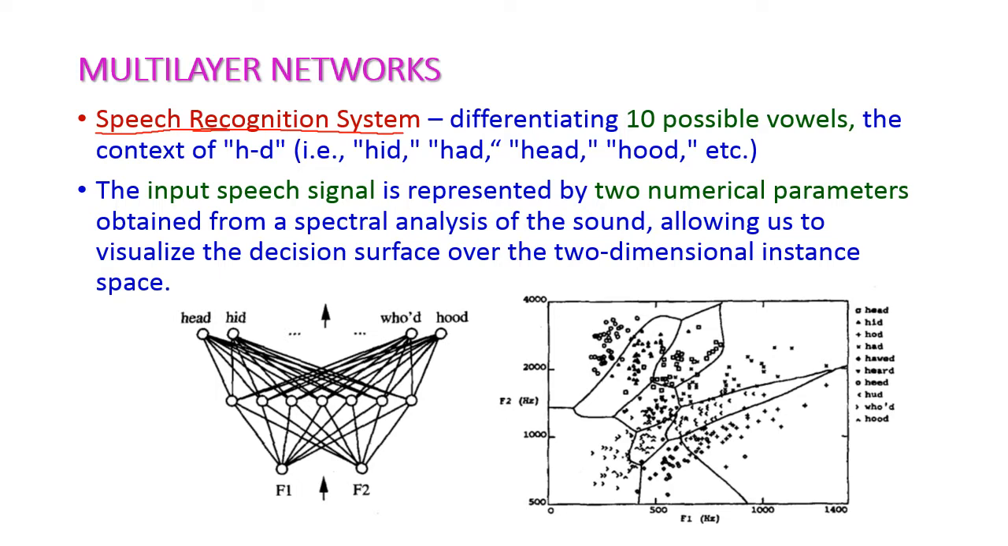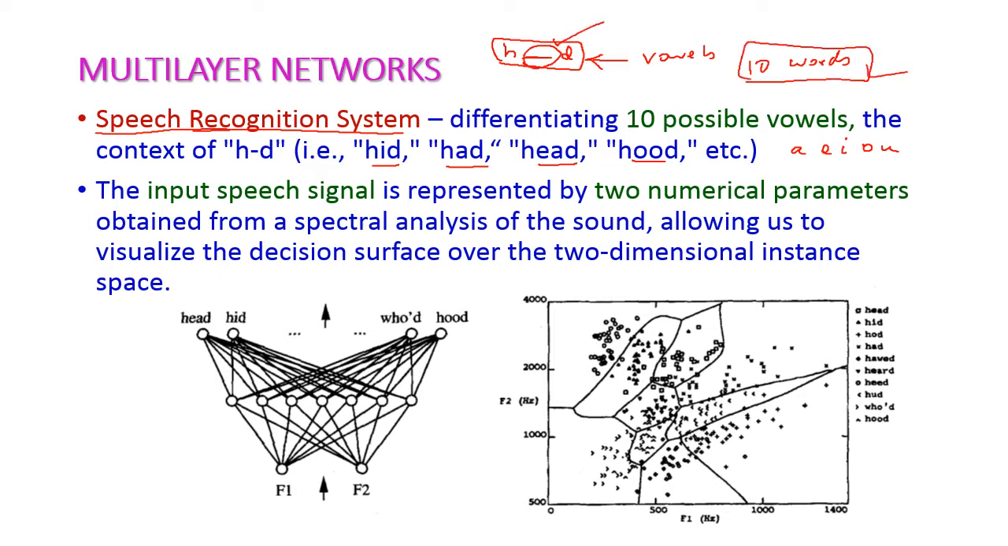In this system we are having a word that starts from H and ends with D. From this word we have to place vowels. So by inserting vowels in between H and D, we need to produce 10 different words, like hide, had, heed, hood, etc. What are the vowels we are having? A, E, I, O, U. So we have to place any of these vowels in between H and D so that we can create a new word. Likewise we have to create 10 different words.